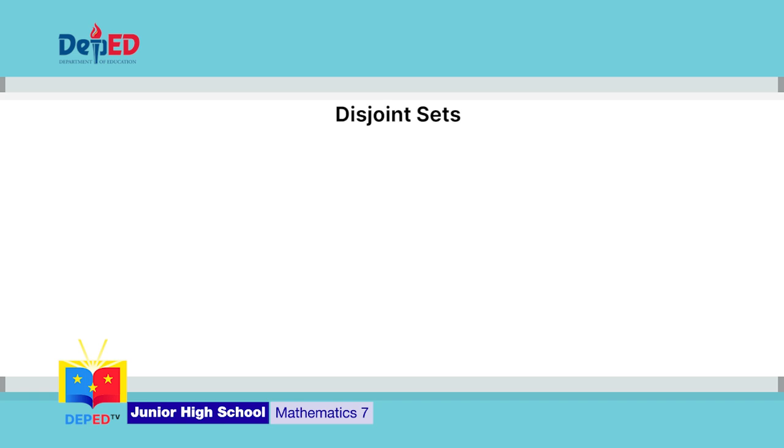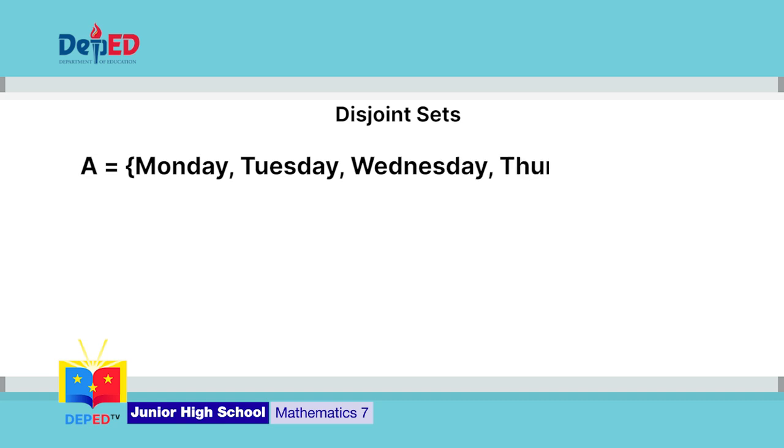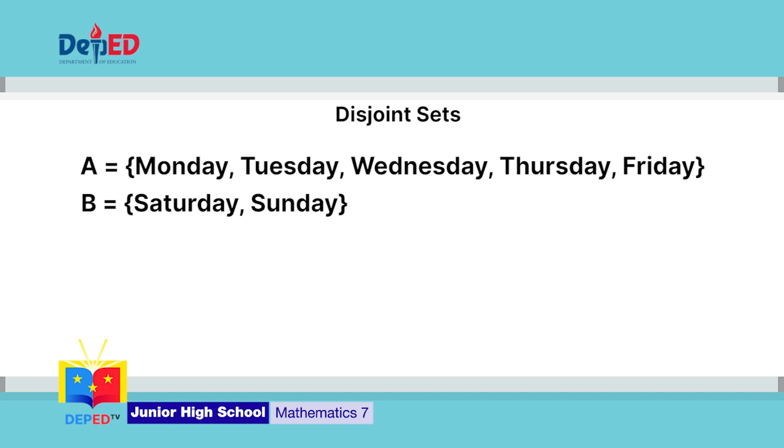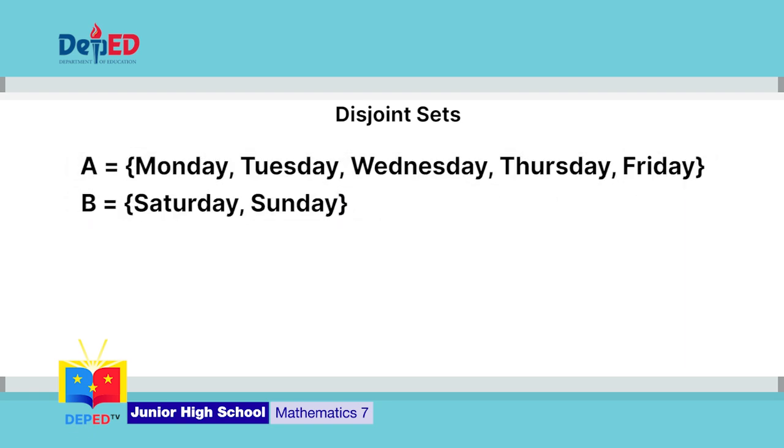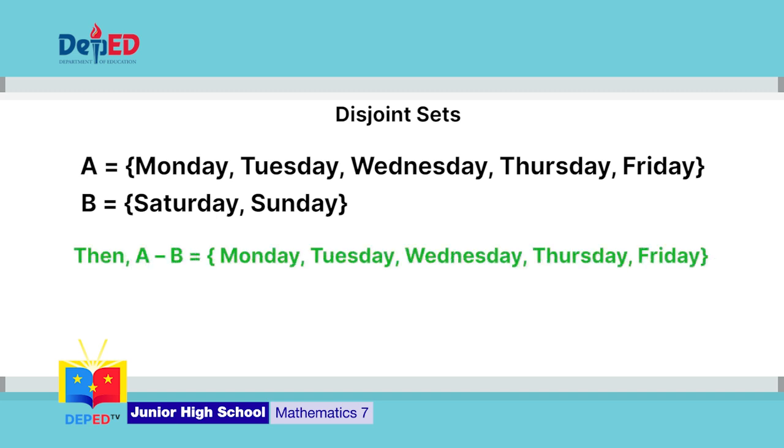For our next example, we are given set A, which consists of elements Monday, Tuesday, Wednesday, Thursday, and Friday, while set B consists of the elements Saturday and Sunday. We notice that A and B are disjoint sets. Again, what are disjoint sets? Great! Two sets are disjoint if their intersection results in the null set. Set A is the set of weekdays. Set B is the set of weekends. Therefore, A minus B is still equal to A, while B minus A is still equal to B.